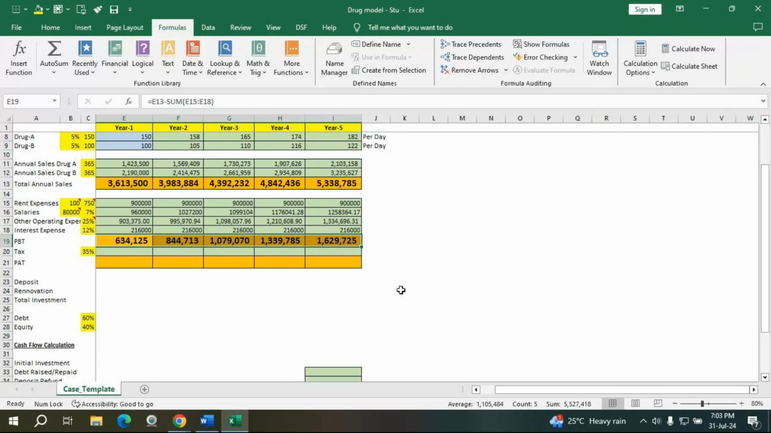Ma'am, for rent expenses, you have done 750 into 100 and then into. So rent is 750 into 100 into 12. This is per month, 100 into 750 will be per month. Like that, I need to calculate it for 12 months. Yeah, ma'am, got it.